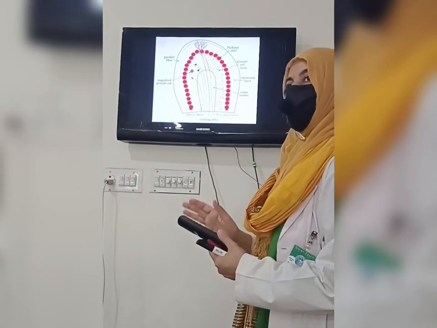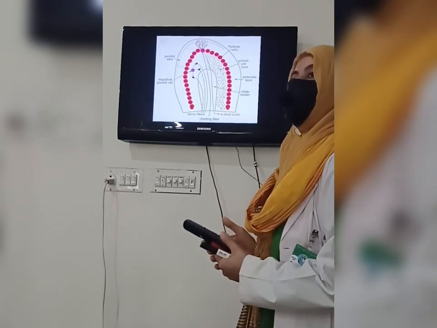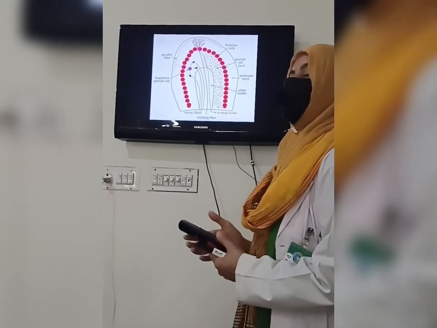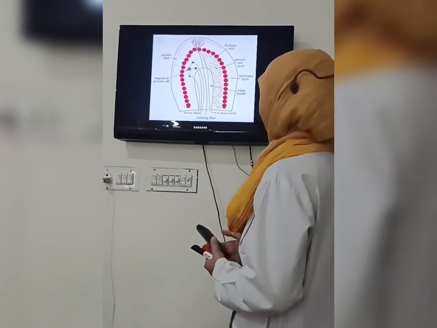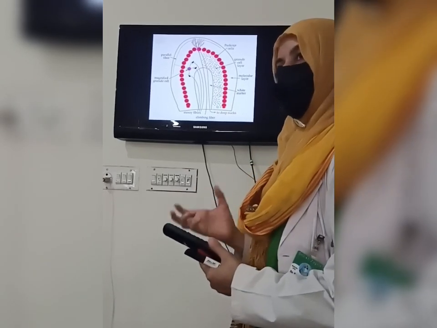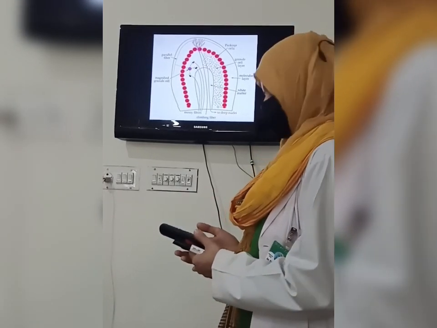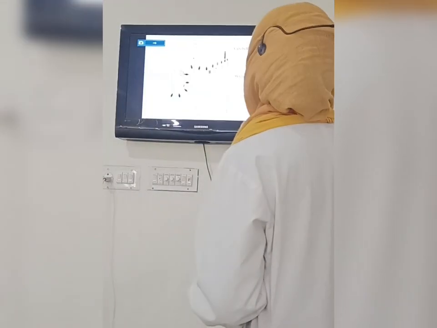Otherwise क्या होगा? Staggering gait होगी, smoother नहीं होगी, finer नहीं होगी. So that cerebellum is meant to control all these voluntary movements in a finer way. So can we get some other?